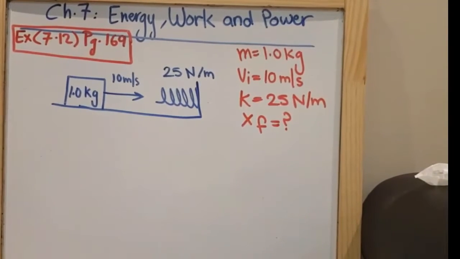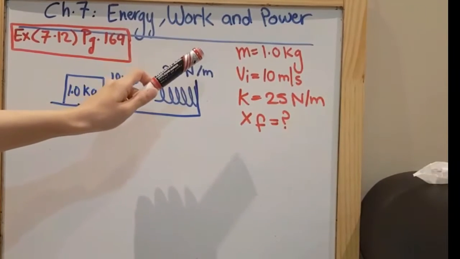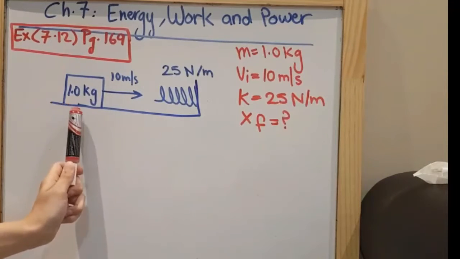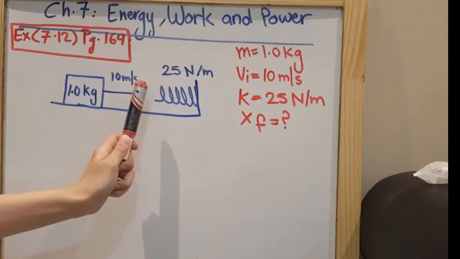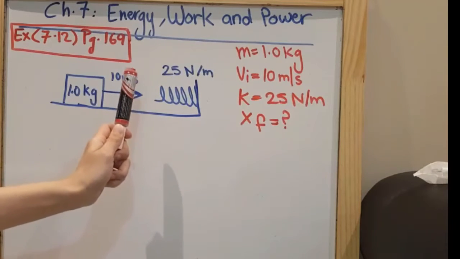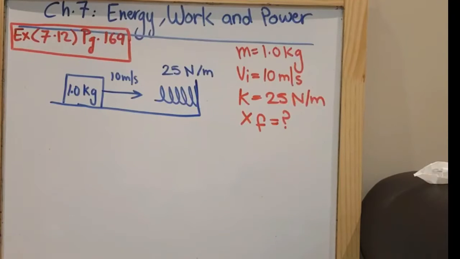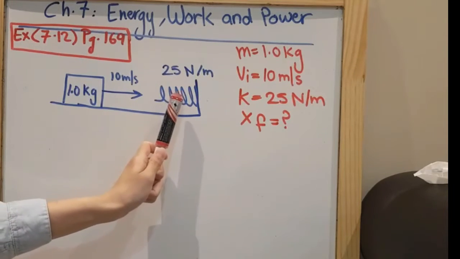The second example we want to solve today is example 7.12 on page 169. A 1 kilogram block moves with a speed of 10 meters per second and strikes a spring that has a spring constant K of 25 Newton per meter. Determine the maximum compression of the spring.